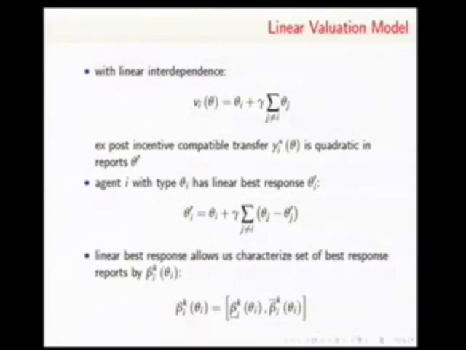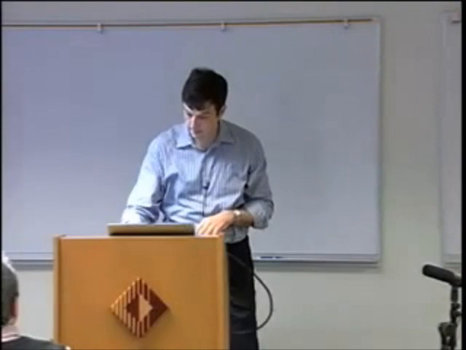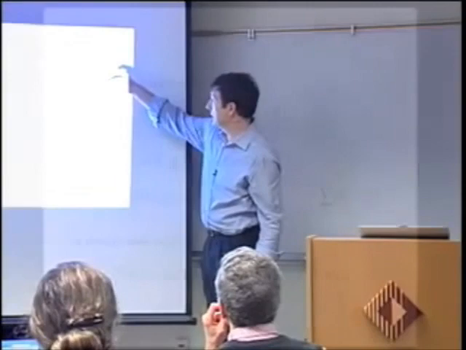But due to the linear structure, we can now characterize a set of best responses in terms of a lower bound or an upper bound and iterate this process to see whether these bounds converge and what are the conditions so that these bounds converge. So let me just remind you, this is the linear best response.